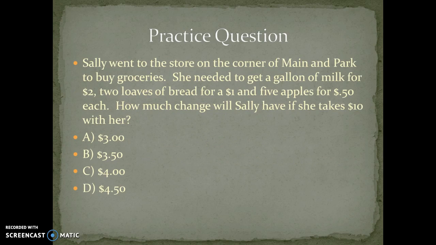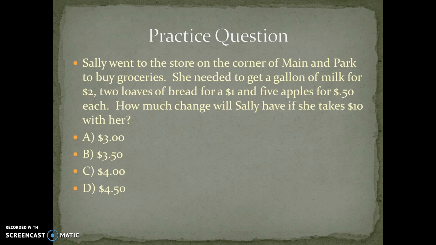Here's another one. In this particular one, Sally went to the store, and it gives you a whole bunch of information about where the store is, and then she's going to buy groceries, and what groceries she was going to get. And the question is actually at the end. It says, how much change will Sally have if she takes $10 with her? So now you have some information. You know what you're looking for. You're looking for how much she is going to have left if she buys these groceries, and she originally had $10. So first off, you've got to take the information for the groceries from the question, tally all that up, and then take that away from the $10 that she took with her to get your answer.